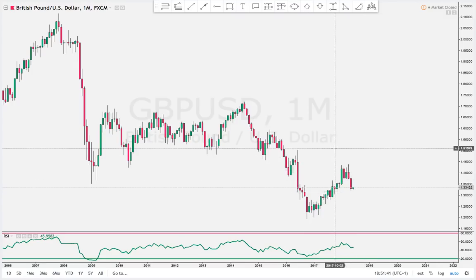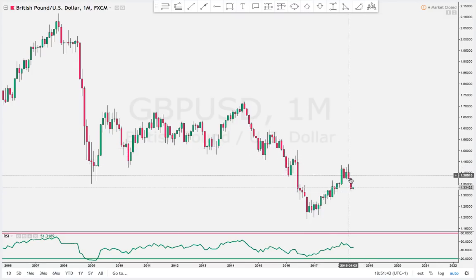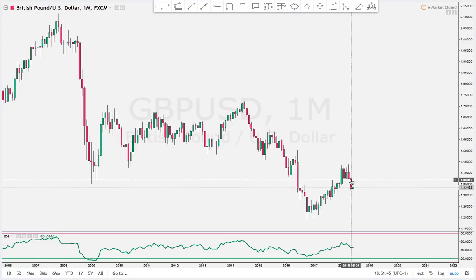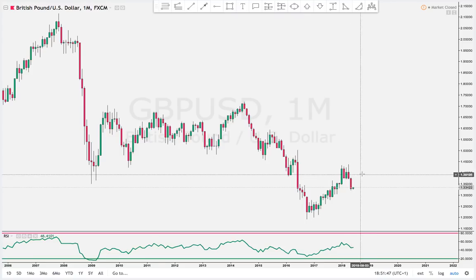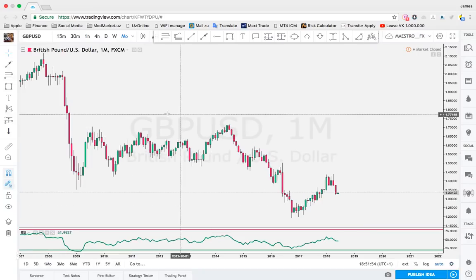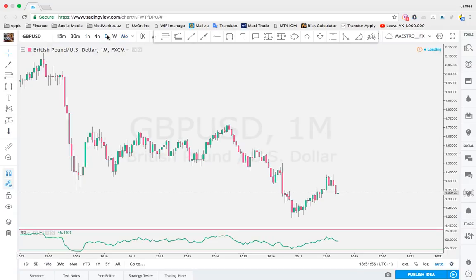And on the monthly time frame, we can spot that we currently have two beautiful bearish candlestick patterns, which we call dark cloud cover. Currently, from the monthly perspective, we are bearish. We are bearish on this pair.